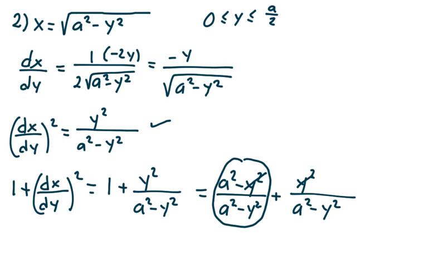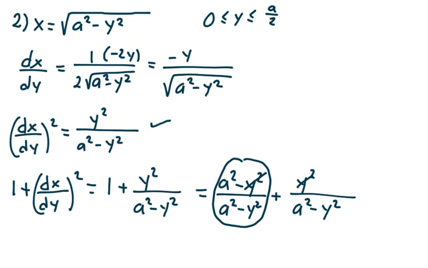In example 2, suppose x is the square root of a squared minus y squared, where y is greater than or equal to 0 and less than or equal to a over 2. Now this time, x is a function of y, and I'm going to have y limits instead of x limits like I did in the previous problem. So what I need is dx/dy. And I claim that dx/dy is negative y over the square root of a squared minus y squared. If I square both sides, I get (dx/dy) squared is y squared over a squared minus y squared.